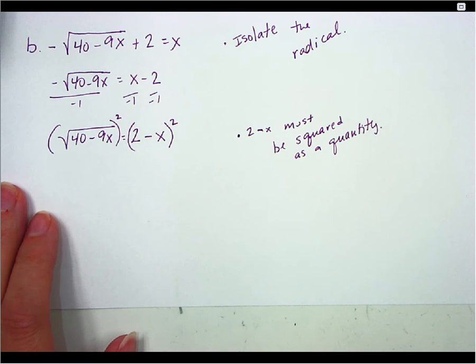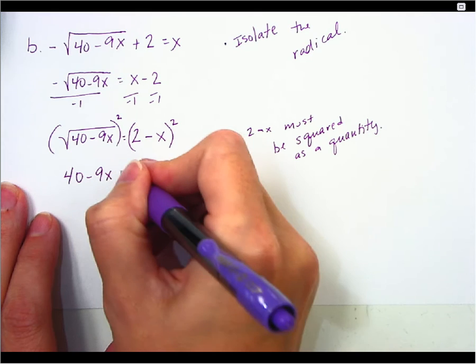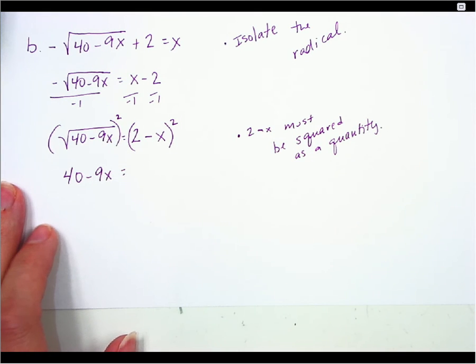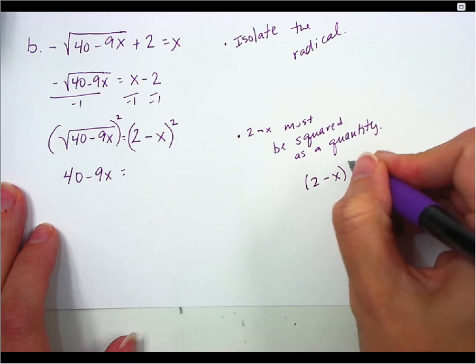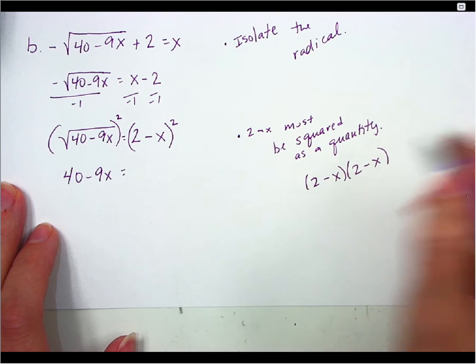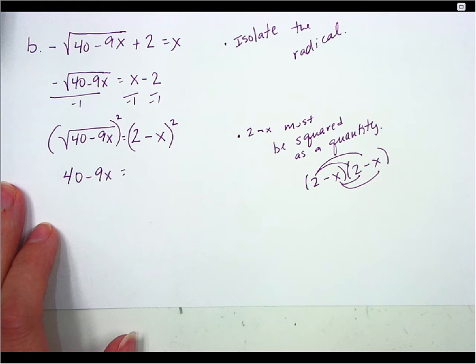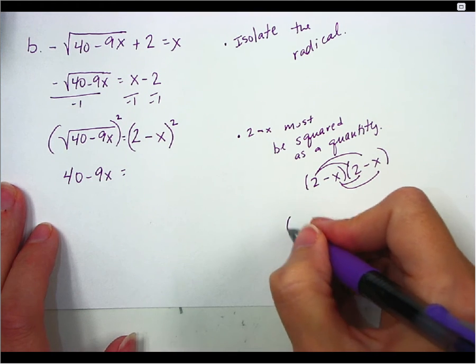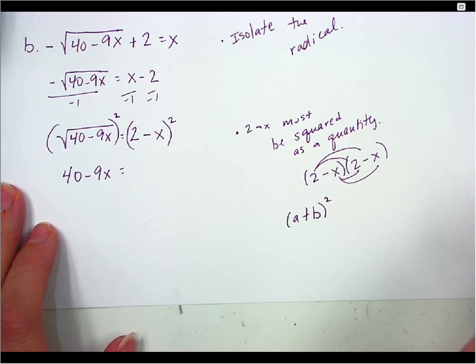On the left side, it's no big deal. The square just gets rid of the square root. But on the right side, I need to square 2 minus x as a quantity. So I have two options. I can take 2 minus x and multiply it by itself and distribute the 2 and then distribute the negative x. That's perfectly fine. However, there is a faster way, and I would like for you guys to use this method anytime you're squaring a binomial.